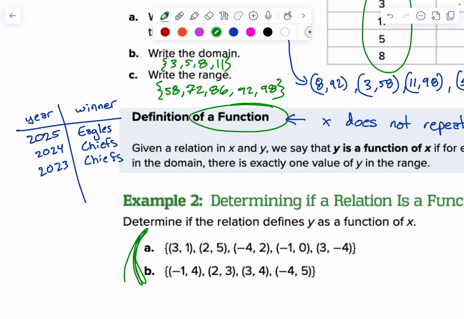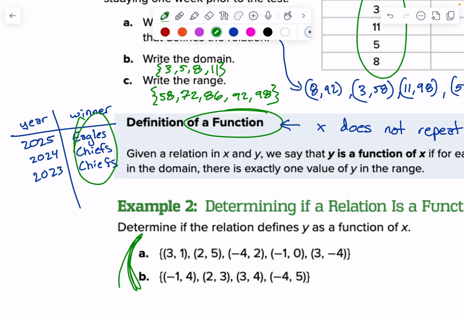So here's the deal. You don't want the x's to repeat. None of those x values repeat. The y values are allowed to repeat. The Chiefs won 2 different years, right? That would make sense. That's okay to happen.